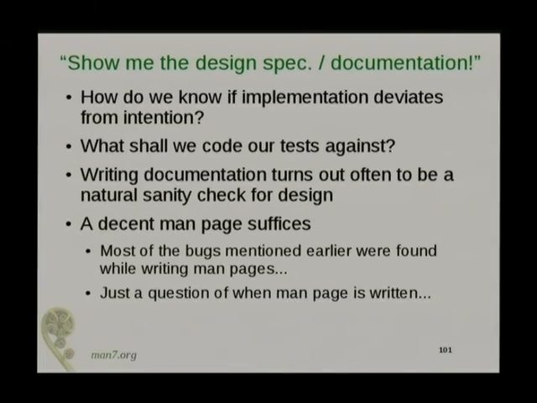When you don't have that specification, how do you write a test? You can't. Writing documentation is a fairly natural sanity check I've also found for design. If you just write about your design, it often uncovers design errors, just that act alone. A man page, from my biased perspective, is often sufficient for this task. Write the man page before doing the implementation rather than afterwards.